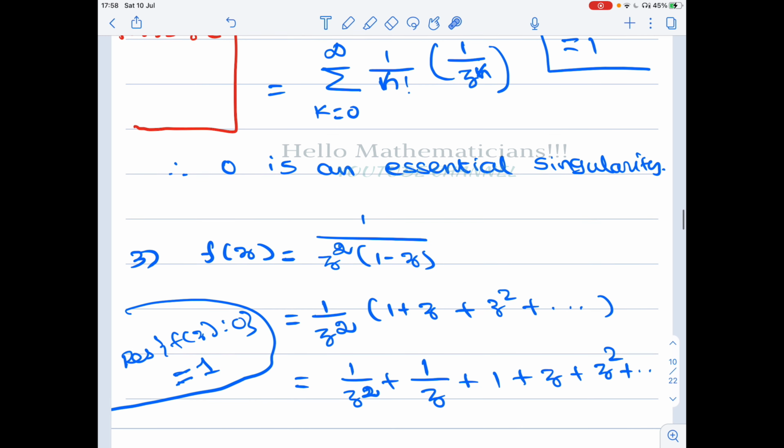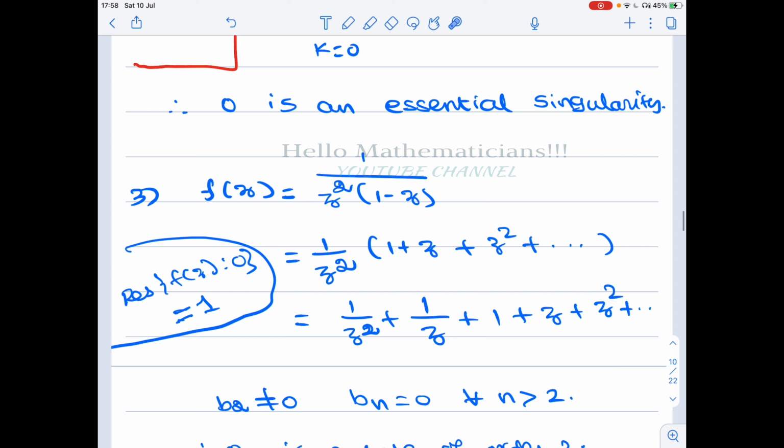Now let's look at the third example. Suppose f(z) = 1/(z²(1 − z)). We look at the behavior at 0. Now 1/(1 − z) = 1 + z + z² + etc. If you multiply the 1/z² inside, we get 1/z² + 1/z + etc. There are only finitely many negative terms, therefore 0 is a pole.